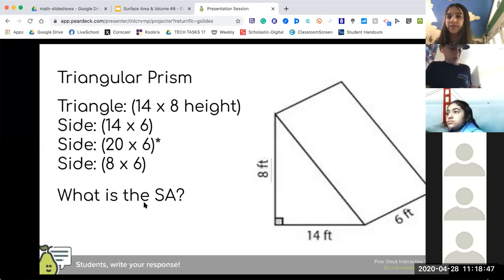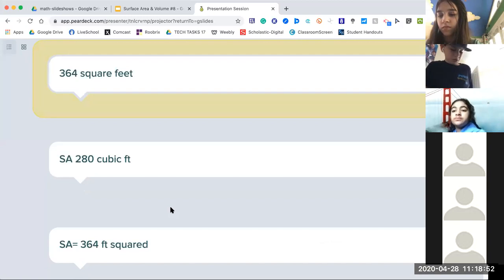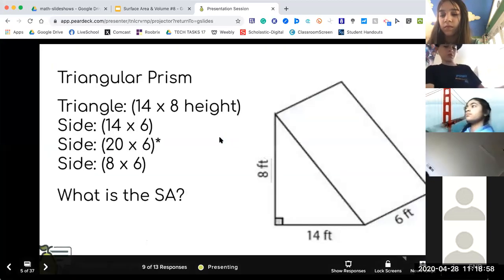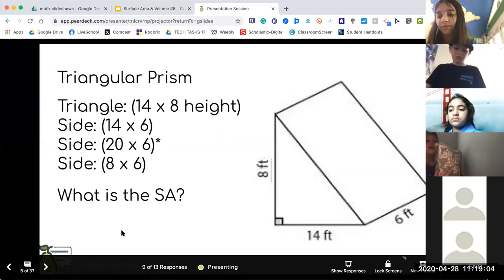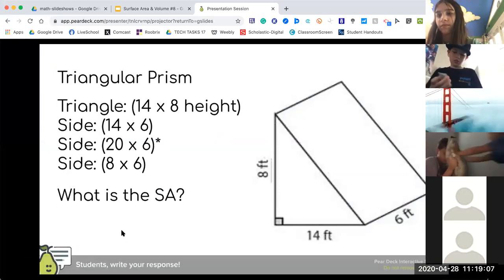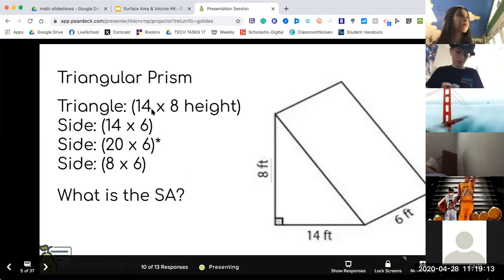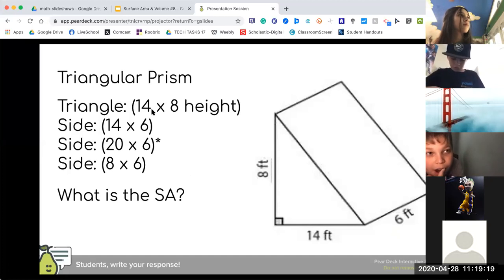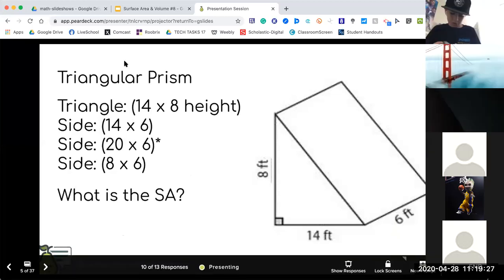So, Pramita, would you care to talk us through how you got your answer? Sure. Let me put it back off where it was. Sorry. All right, there you go. You can use your annotation if you'd like, but you don't have to. Okay. So, the first thing I did was the triangles. So, I did 14 times 8, which is 112. And then I wrote that down on a piece of paper. And then I figured out this side, the amount for all the sides. And then I added them all together and got 364 squared.